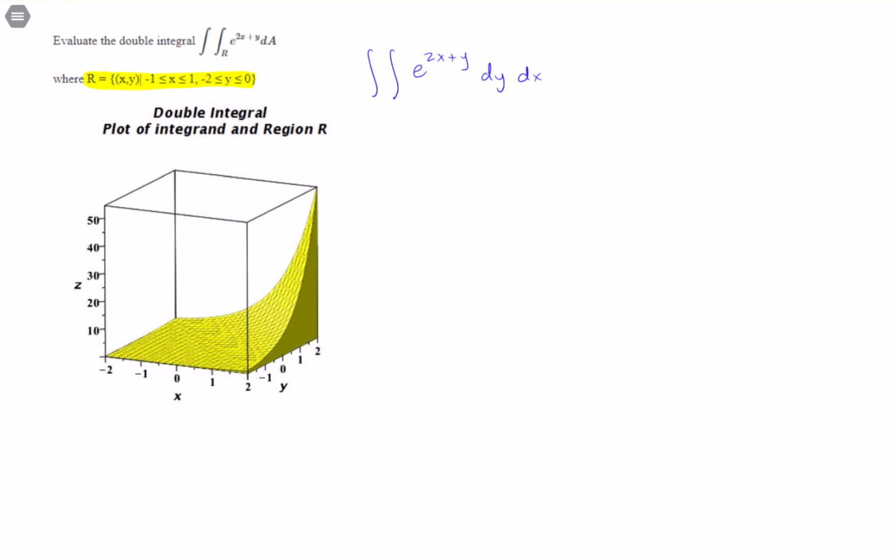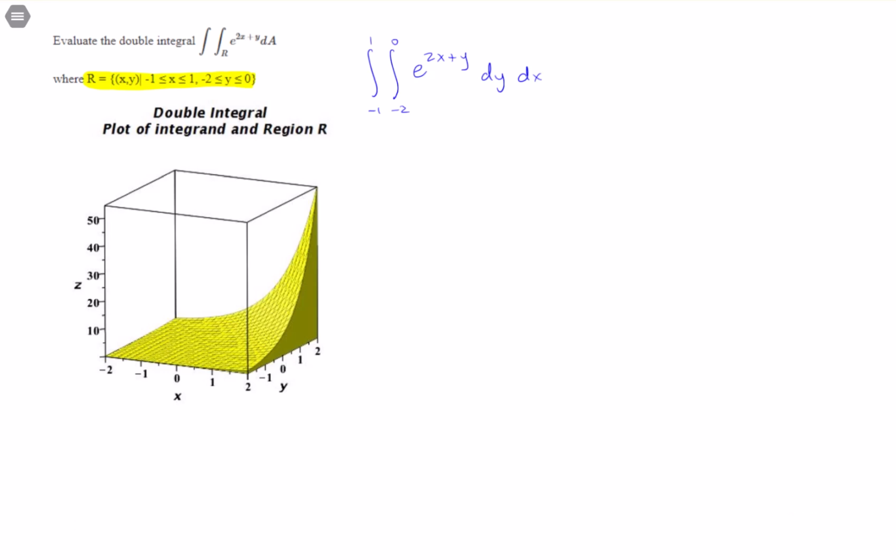Now, the bounds of integrals, if we start inward here, we have dy, so the innermost integral is the bounds on y, and y ranges from -2 to 0, and x, those bounds there are -1 and +1. So now that we have our integral set up, it's a matter of evaluating.